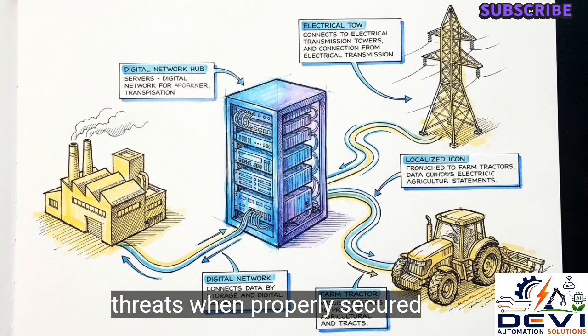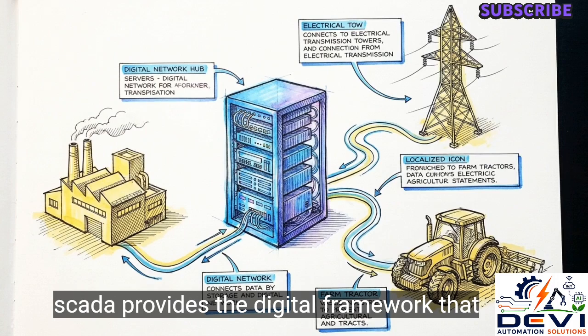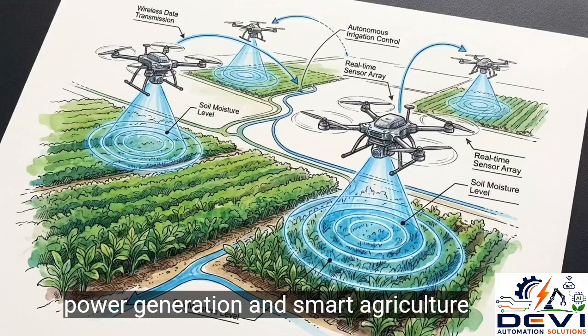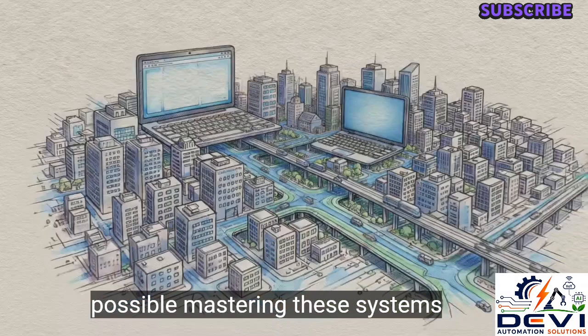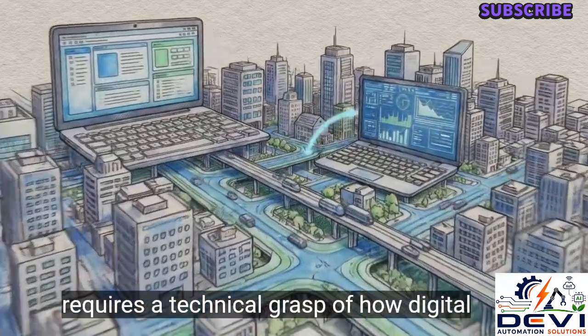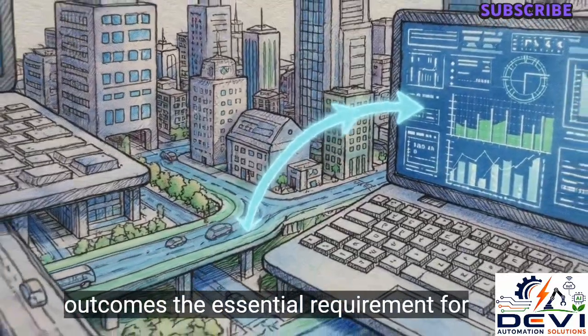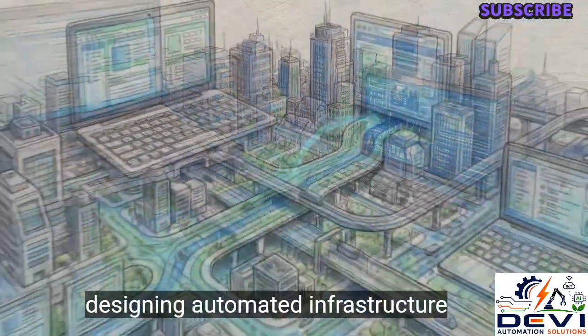When properly secured, SCADA provides the digital framework that makes complex manufacturing, massive power generation, and smart agriculture possible. Mastering these systems requires a technical grasp of how digital commands translate into physical outcomes, the essential requirement for designing automated infrastructure.